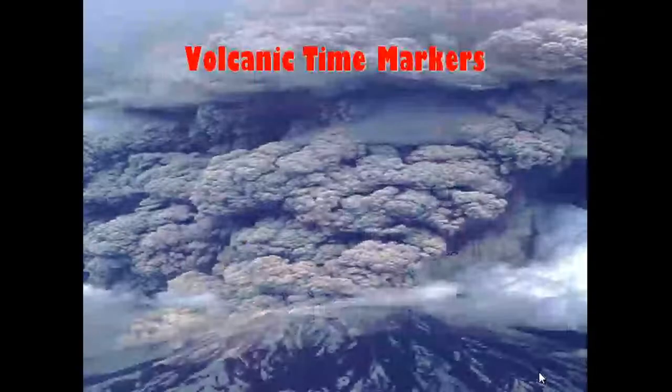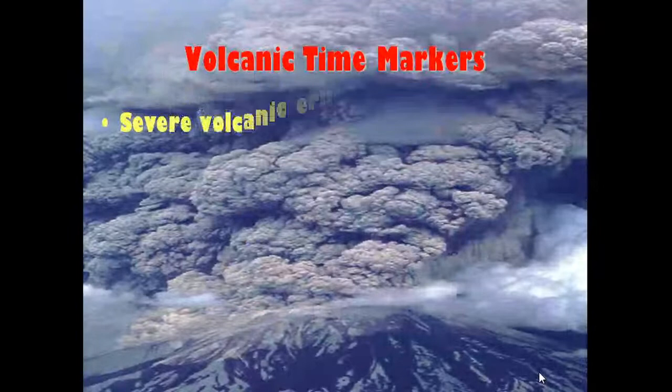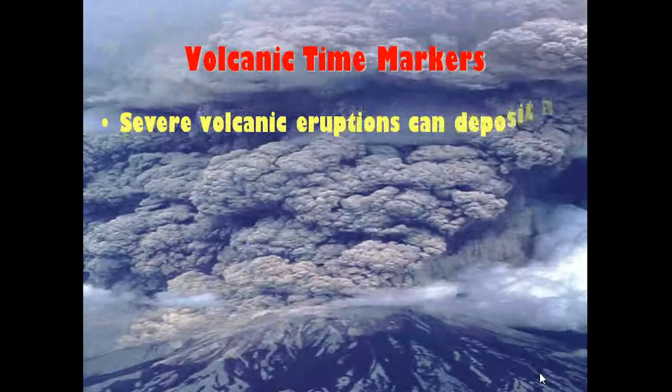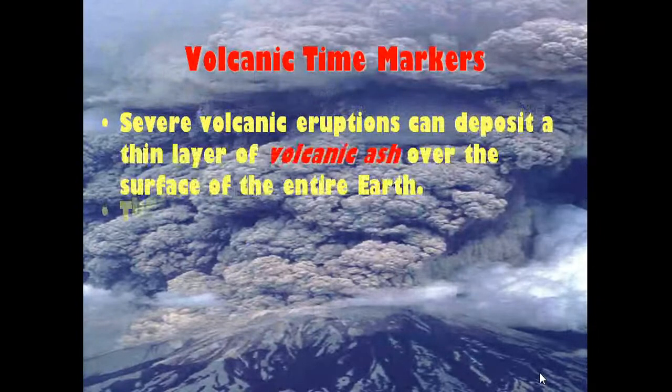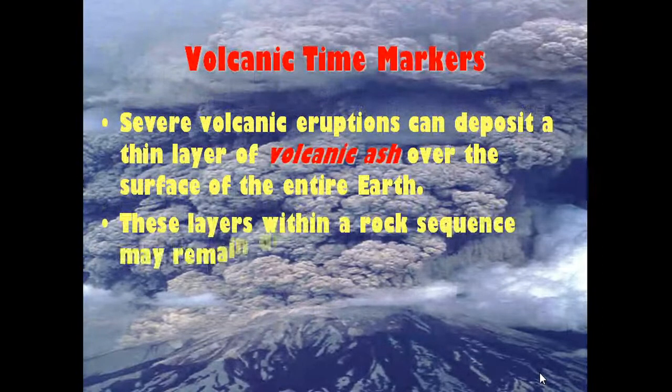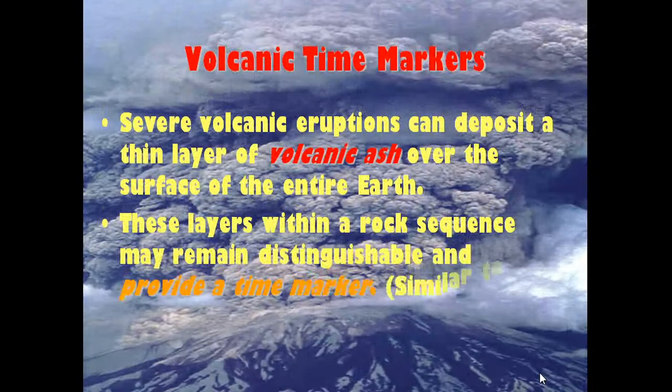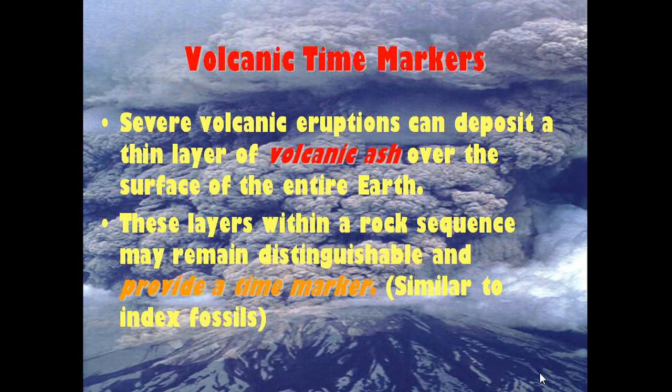Volcanic time markers. Severe volcanic eruptions can deposit a thin layer of volcanic ash over the surface of the entire Earth. These layers within a rock sequence may remain distinguishable and provide a time marker similar to index fossils.